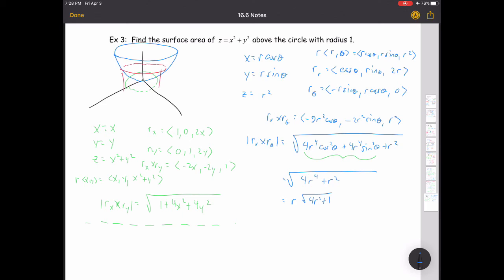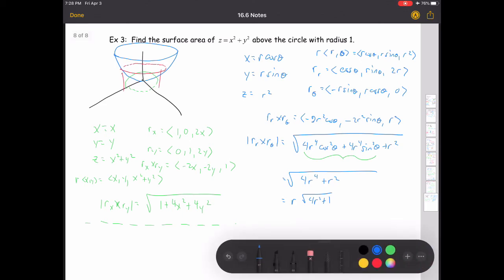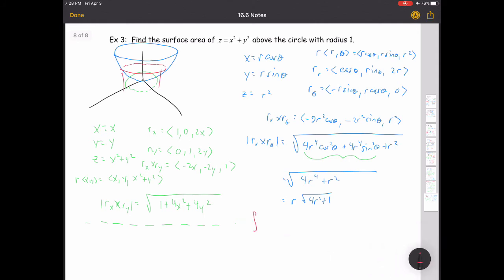That's our magnitude. And then we have to take the double integral of that. So we'd have to integrate, r is going to go from 0 to 1. It says a circle of radius 1, so it's only going to go out as far as 1. Theta is going to go from 0 to 2 pi of r square root of 4r squared plus 1 d theta dr. Could have written the 0 to 2 pi and then 0 to 1 backwards and then done r and then d theta. It doesn't really matter here in this case.